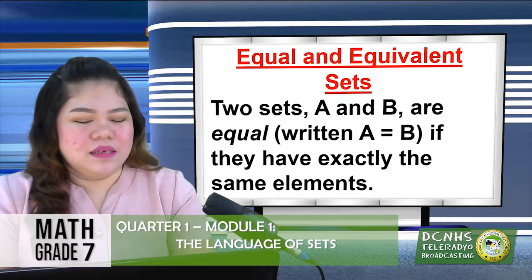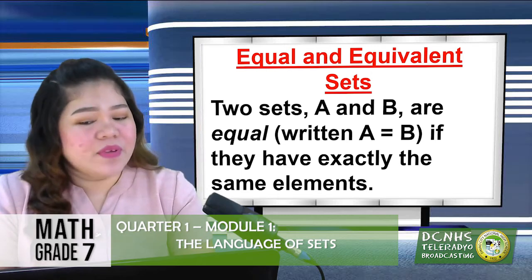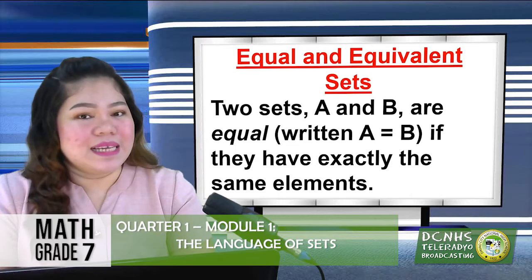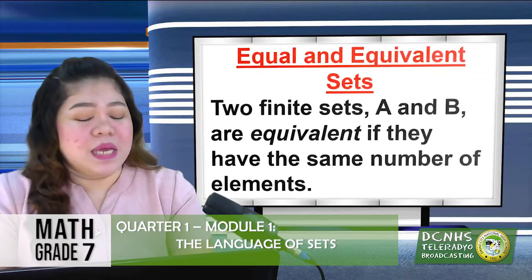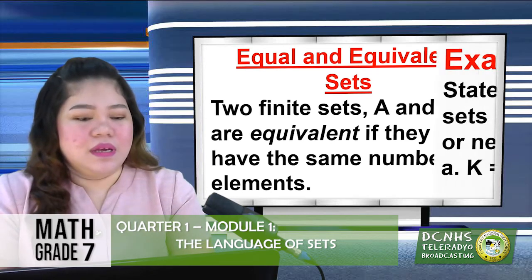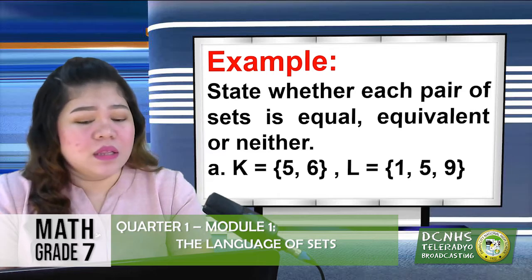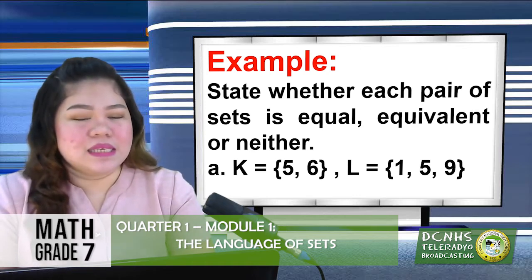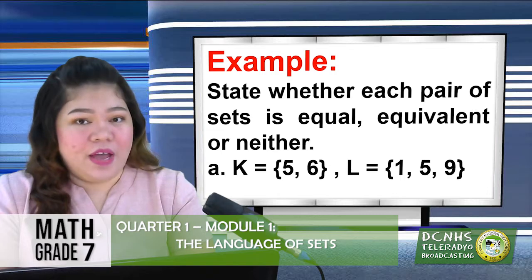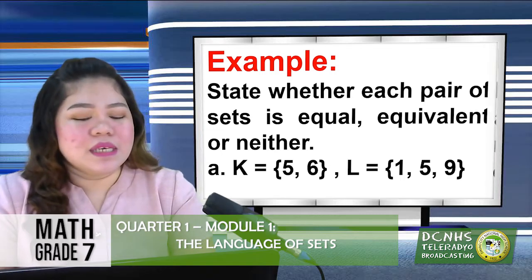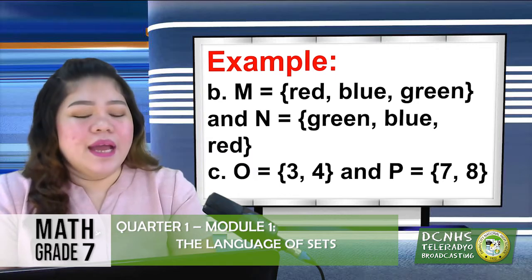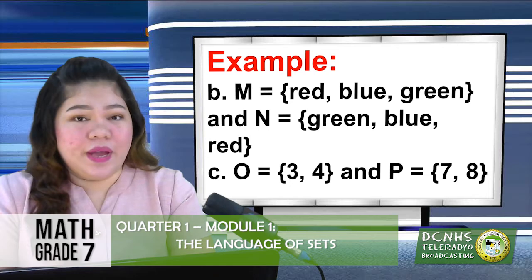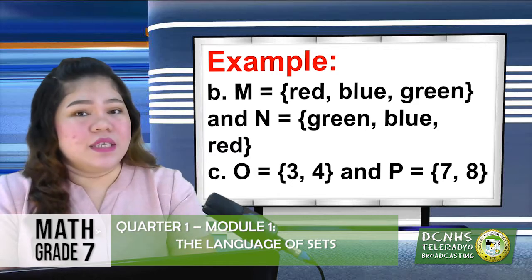Equal and equivalent sets. Two sets A and B are equal, written A = B, if they have exactly the same elements. Two finite sets A and B are equivalent if they have the same number of elements. Examples. State whether each pair of sets is equal, equivalent, or neither. For letter A, K = {5, 6} and L = {1, 5, 9}. Letter B, M = {red, blue, green} and N = {green, blue, red}. Letter C, O = {3, 4} and P = {7, 8}.